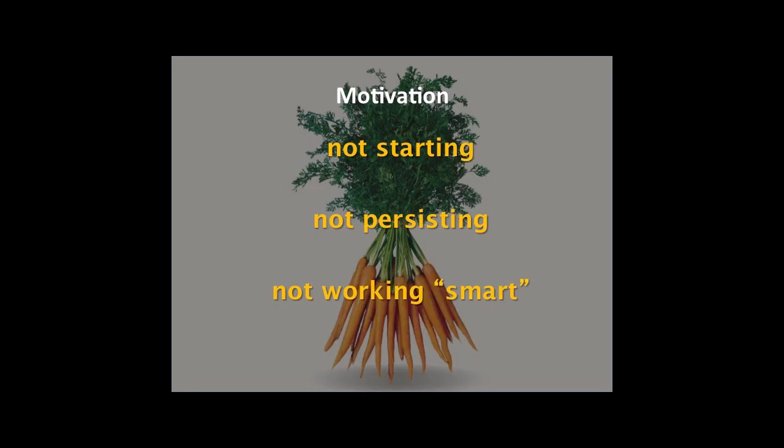Okay, the second dimension is motivation. Now, motivation is hard to see. Motivation is internal for the most part. So how do we actually measure motivation? Well, there are 3 indices of motivation that you can actually observe. Are people starting a task? If they have started but give up, are they persisting? And then finally, as we mentioned before, are they working smart? These 3 indices of motivation are choice, persistence, and mental effort.